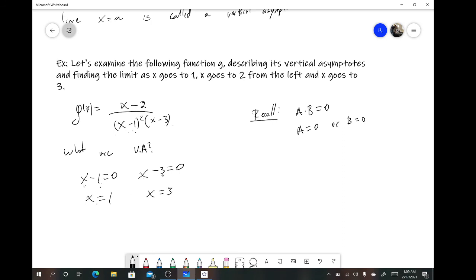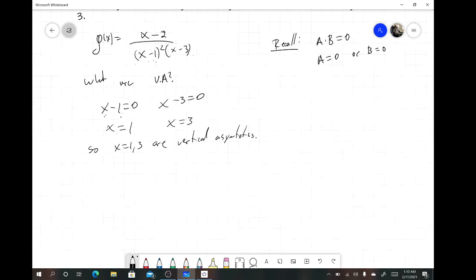x minus 1 equals 0 if x equals 1, and x minus 3 equals 0 if x equals 3. If you plug in 1, you get 0. If you plug in 3, you get 0. So these are the vertical asymptotes: x equals 1 and 3 are vertical asymptotes. So that's number 1. Now, what happens if I take the limit as x goes to 1 of g?